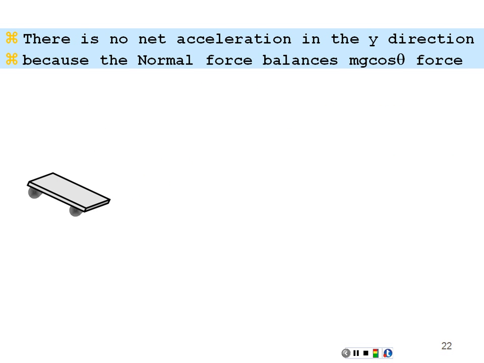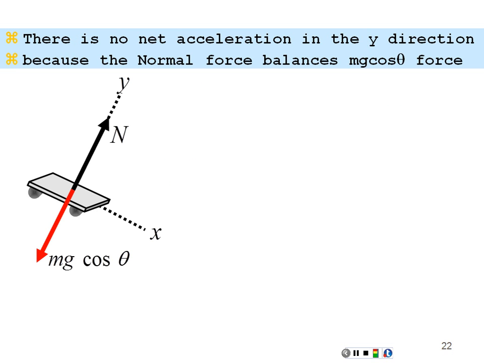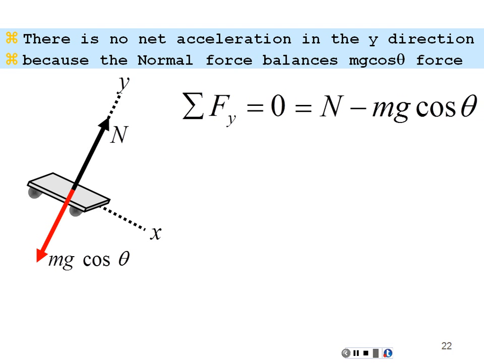Note in the y direction there is no acceleration. It's static. The two forces are canceling out, giving us a net force of 0. So the normal force should equal mg cosine theta. The summation of all the forces in the y direction will be 0, Newton's first law. And we have the normal force plus a negative mg cosine theta because it's in the negative y direction. So the normal force equals mg cosine theta, at least in magnitude.